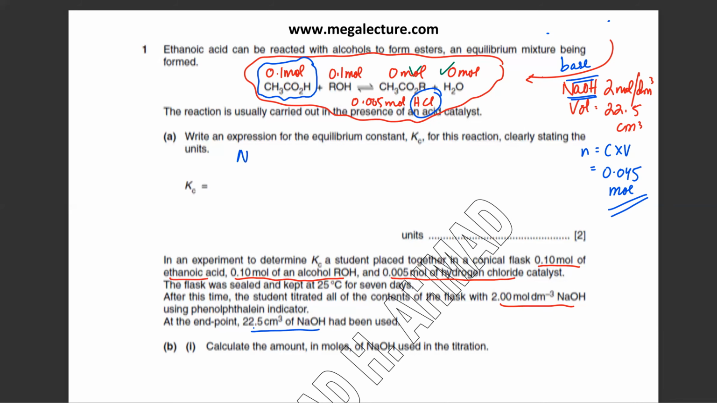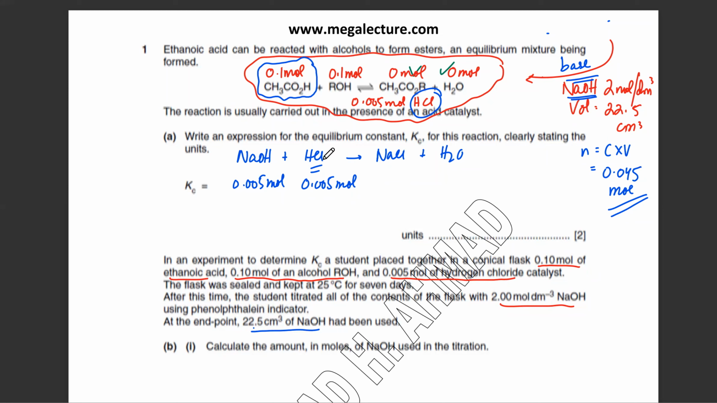Yes, sir. So now the question is, what amount of NaOH reacted with the HCl? So NaOH and HCl react in 1:1. Now, how many moles of HCl were present in the container? It was 0.005 moles that were added. Now, according to the ratio 1:1, the amount of NaOH that would react with it would be 0.005 moles as well. So we know the amount which was added was 0.045 moles.